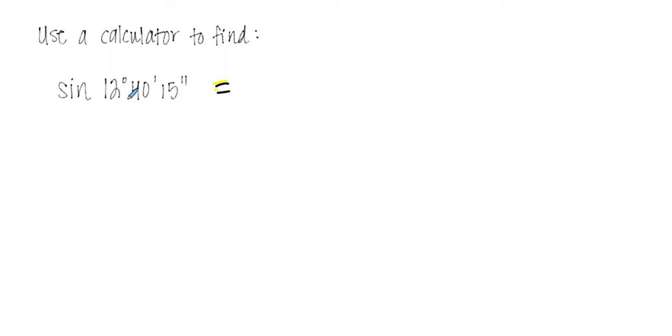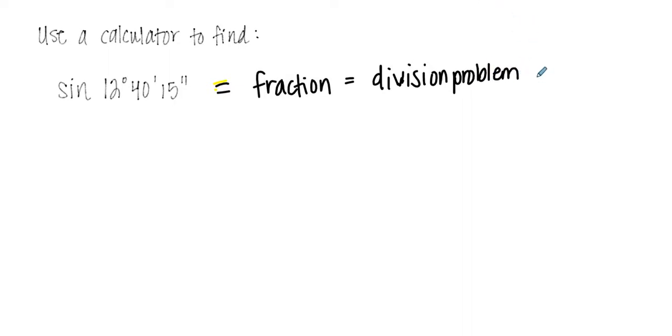This trig function is going to equal a fraction. And a fraction is just a division problem. That ends up equaling some decimal value. Okay, so it's important for you to know this part right here. A fraction ends up looking just like a decimal value after you do the operation of division.